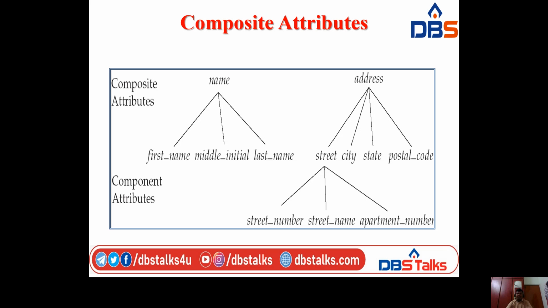Now coming to the address. Address is formed from the street, city, state and postal code. The combination of street, city, state and postal code will form the address. Now coming to the street. The street is formed based on the street number, street name and apartment number, etc. The combination of these three will form the street. Now this is about the composite or component attributes.